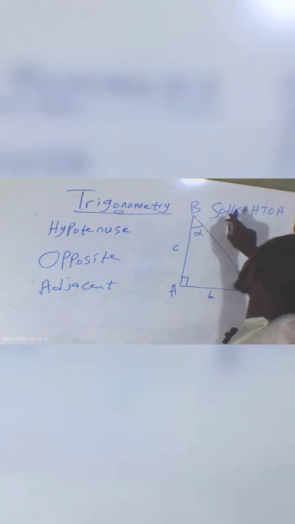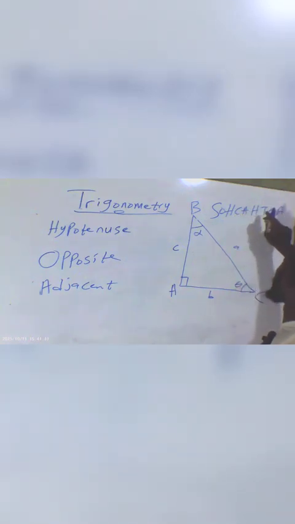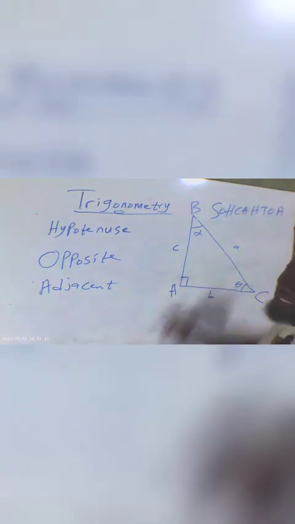In trigonometry, we use sine equals opposite over hypotenuse. Cos equals adjacent over hypotenuse. While tan equals opposite over adjacent.